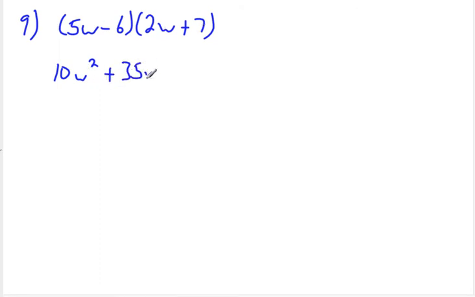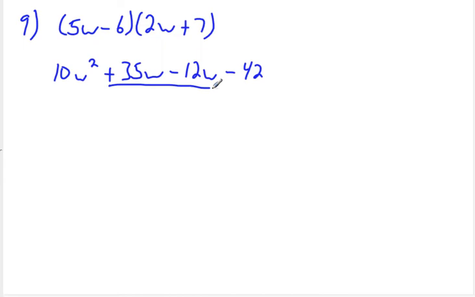9. We have 5W minus 6 times 2W plus 7. So the firsts is 5 times 2, which is 10, and then W times W. Outers is 5 times 7, which is 35, times W. Inners, negative 6 times 2 is negative 12, and we have a W. And then lasts is negative 6 times 7, which is negative 42.